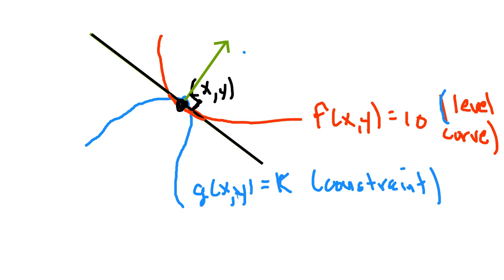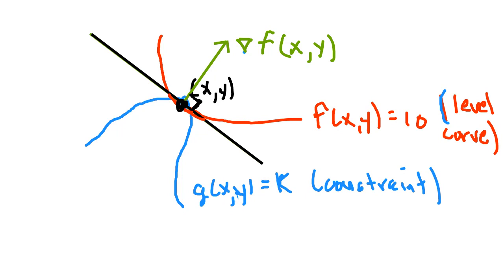What vector is perpendicular to a level curve at a point? Do you remember? I'll give you a hint. The gradient vector. That's right, Norina. We proved that. So the gradient vector to that red level curve is perpendicular to the level curve at the point x, y.